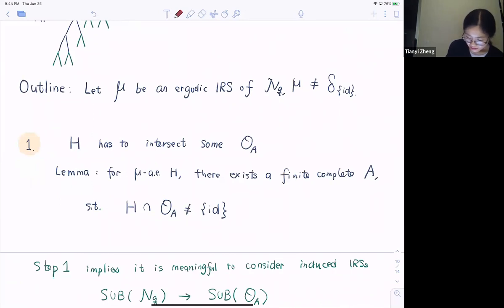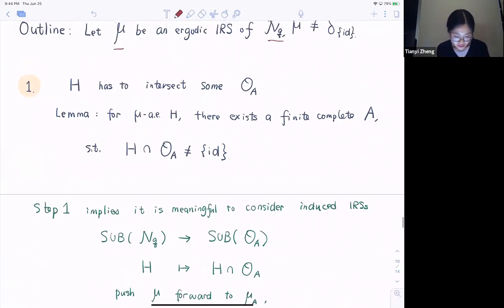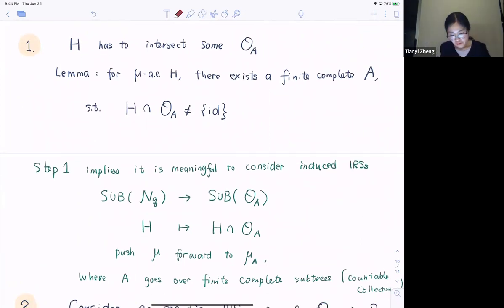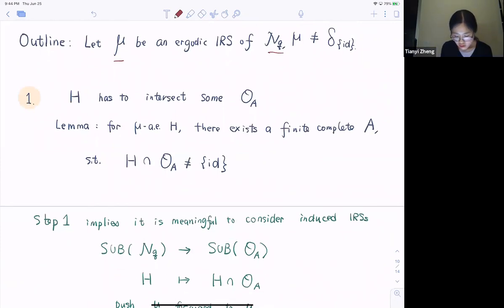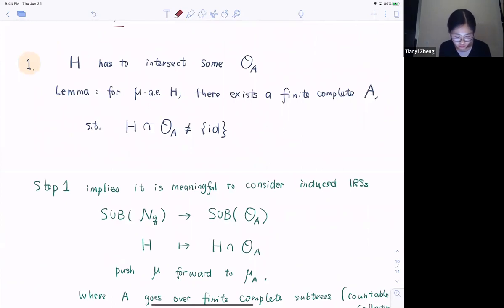So the outline goes like this. Let's take an ergodic IRS of N and assume that it's not trivial. The first thing is to verify that almost surely H cannot avoid all these OAs. So the statement is like this. For mu almost every H, you can find some finite A, which might depend on H, such that H intersect this subgroup OA is non-trivial.